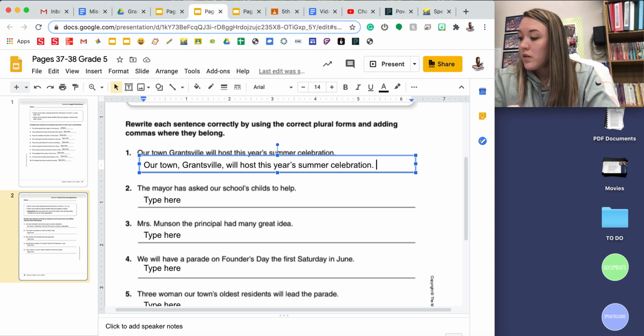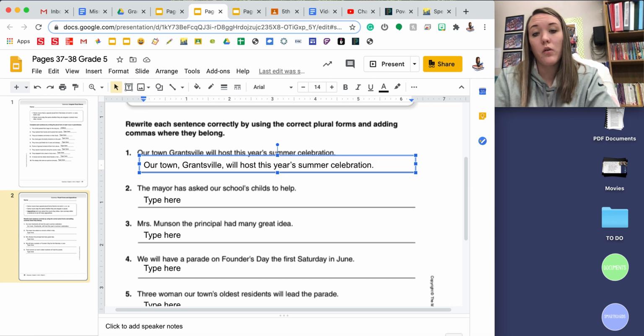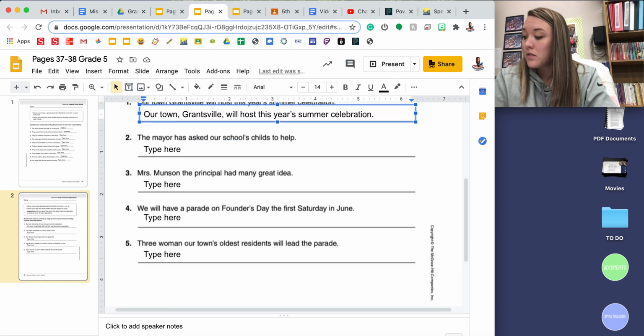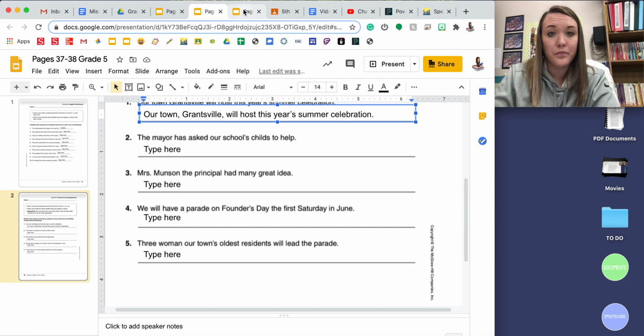Number 2 has 1 mistake. Number 3 has an appositive, so you're missing commas, and also has a plural mistake. Number 4 has 1 mistake. And number 5 has an appositive, so it's missing 2 commas. So there's some clues for you.